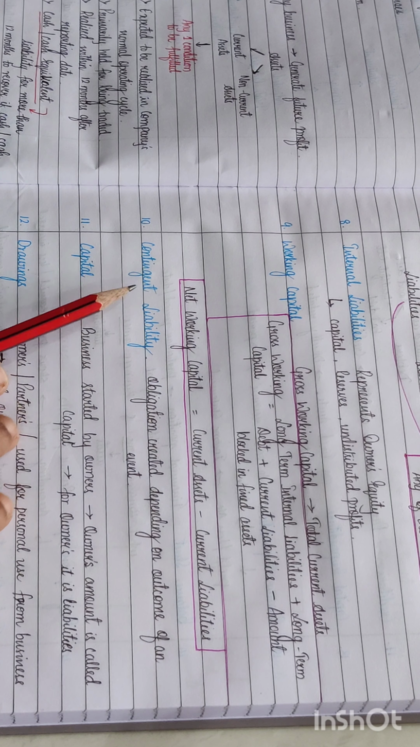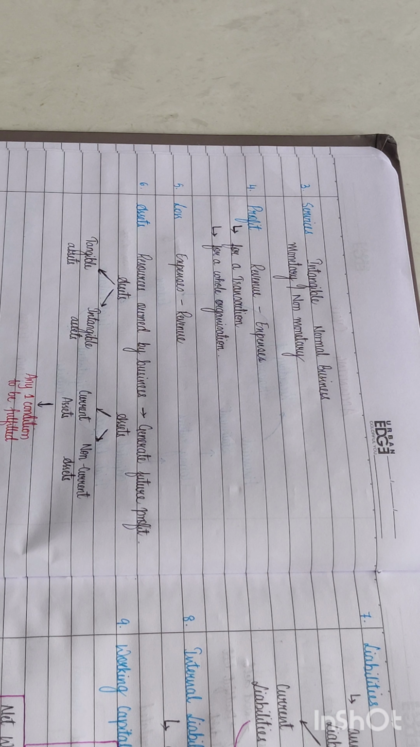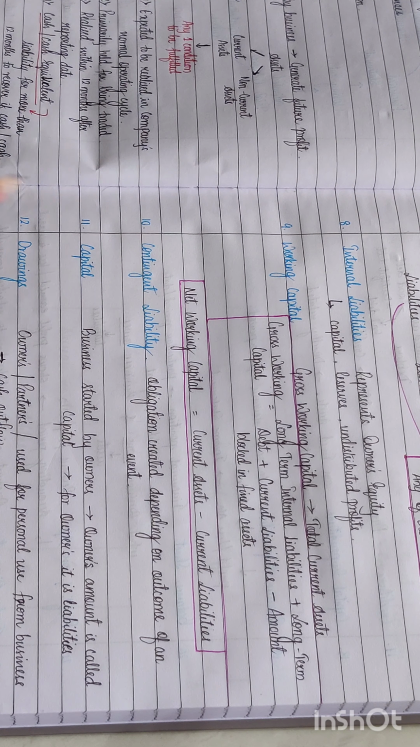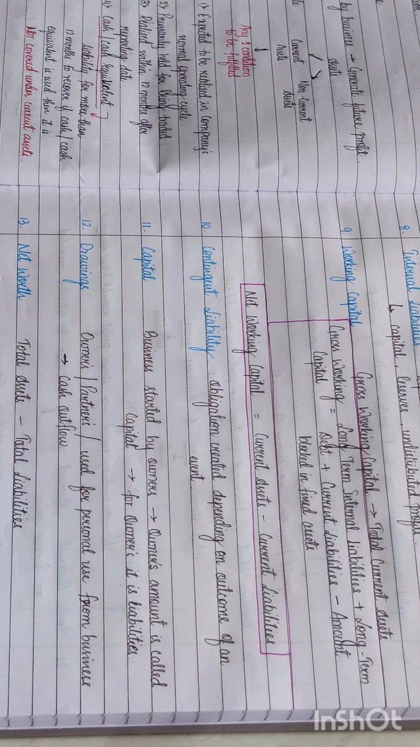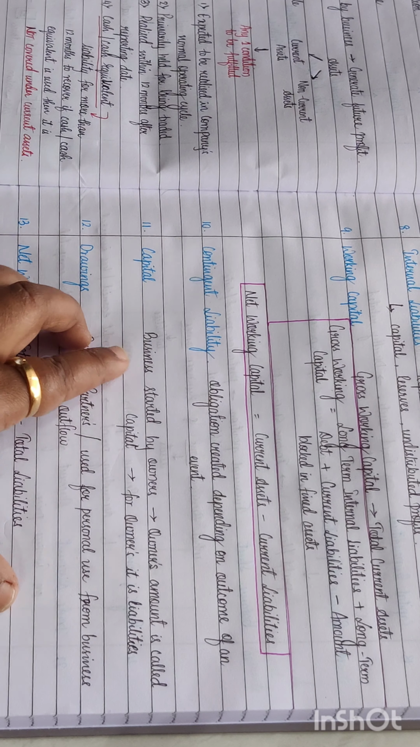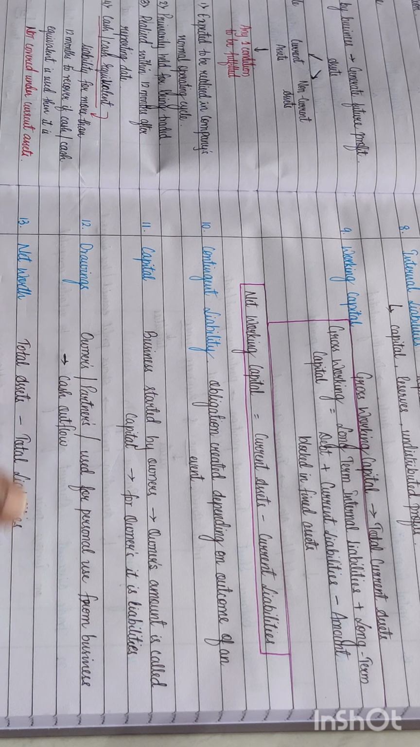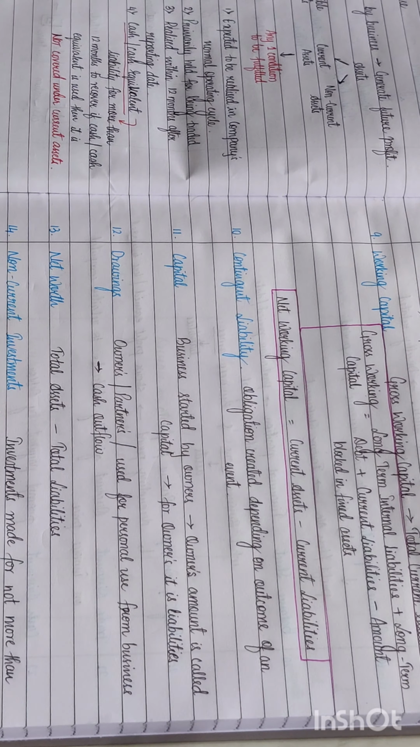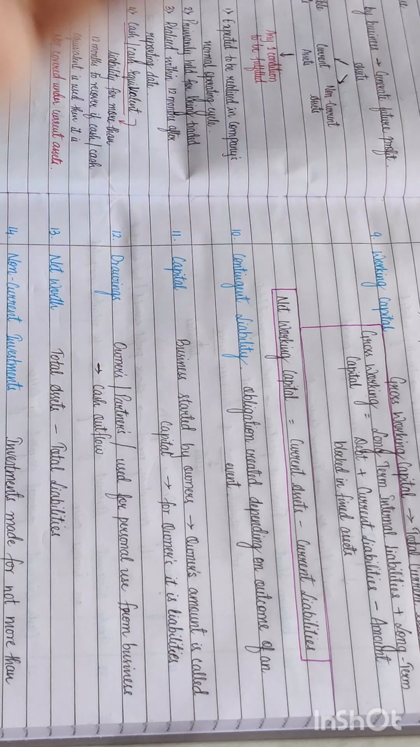Next comes contingent liability. Obligations created depending on the outcome of an event are called contingent liability. Next comes capital. What is capital? Capital is when we start a business, the owners give some amount, that is called capital. The amount the owners start the business with is called capital. For owners it is a liability, so it comes in the liabilities of the balance sheet.